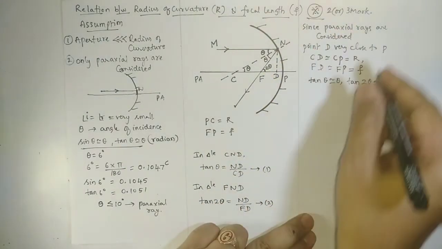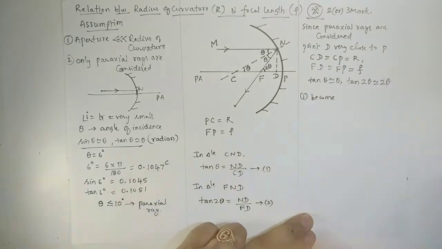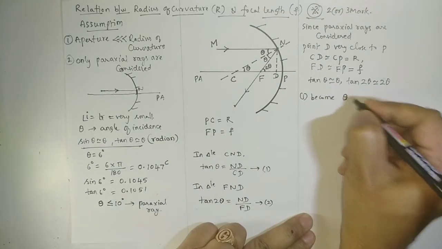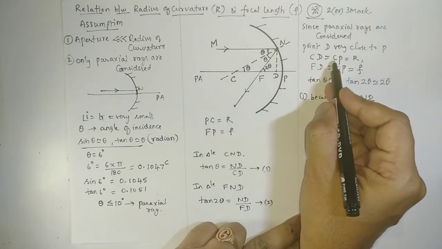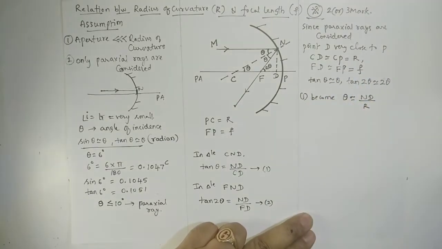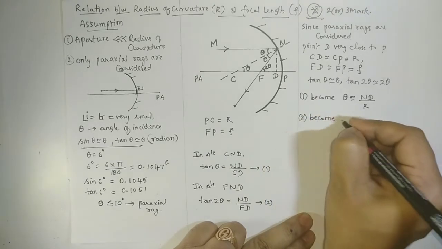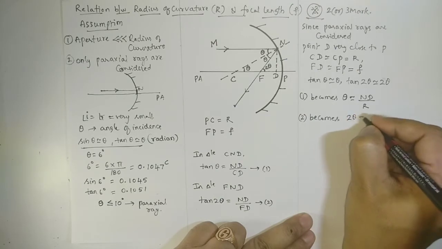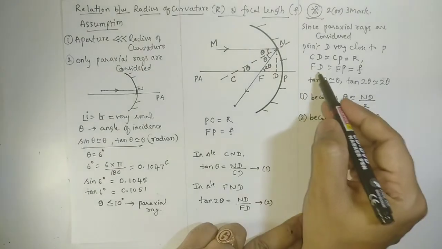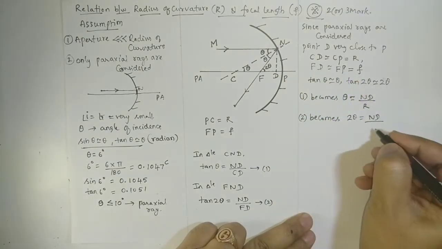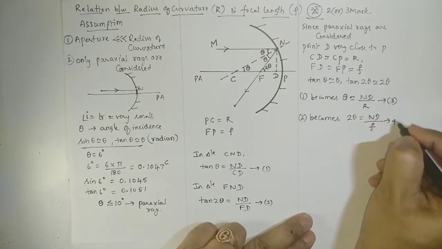So by using these conditions, you can rewrite your equation 1. Equation 1 becomes tan theta becomes equal to theta, which will be equal to ND by CD, which is equal to ND by CP, which is equal to R. In the same way, you can rewrite your equation 2 using these conditions such that 2 theta becomes equal to ND divided by FD, which will be equal to FP, which is nothing but the focal length of the given mirror. Let us call these equations 3 and 4.